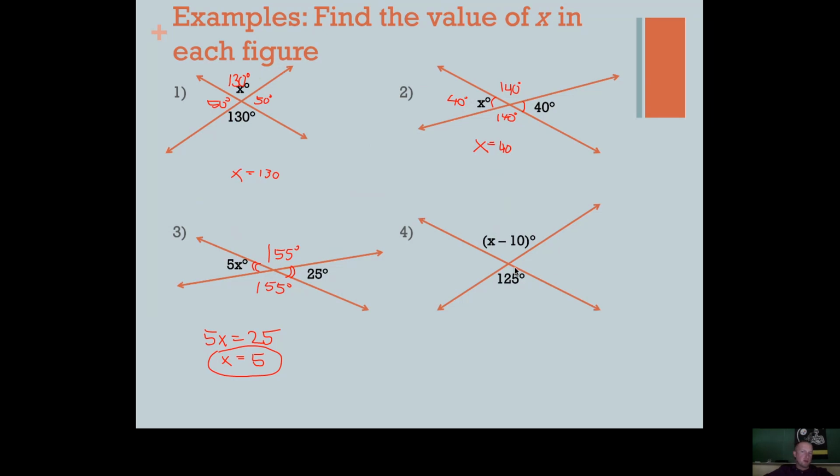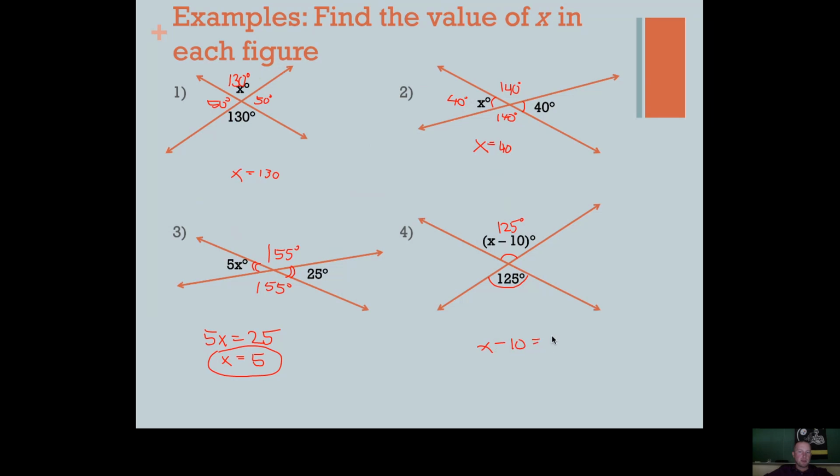Last one. These are vertical angles. They have the same measure. They're across from each other, made with two lines. If this angle is 125, so is this angle. So the angle is 125, but what's the value of x?